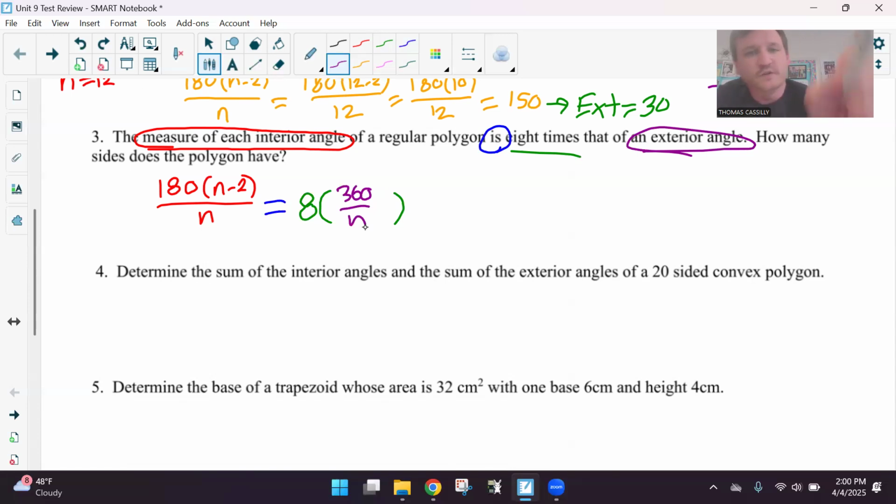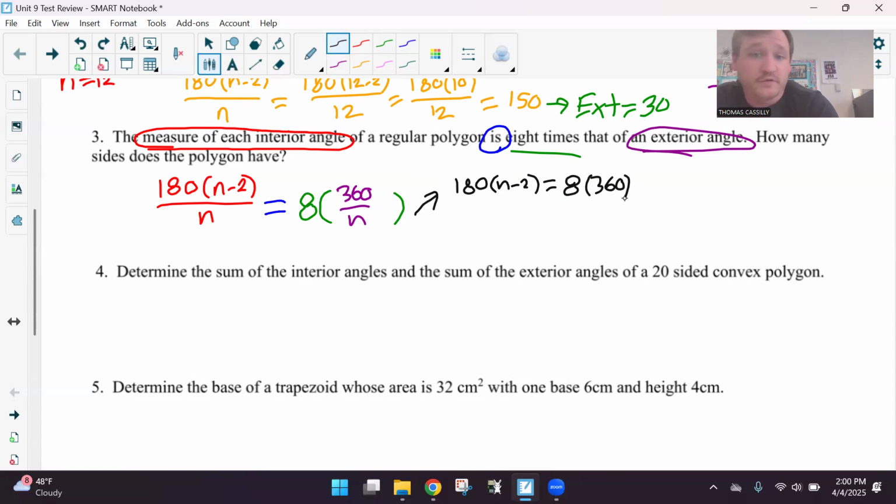There's a few ways that you could do this. I'm going to cancel out the n's and the denominators. I'm allowed to do that because there's just a single fraction on either side. So I got 180 times n minus 2 equals, let's see, I get 8 times 360. All right, we can distribute that.